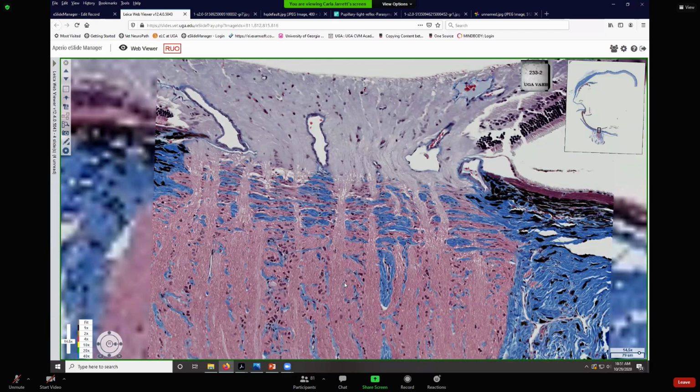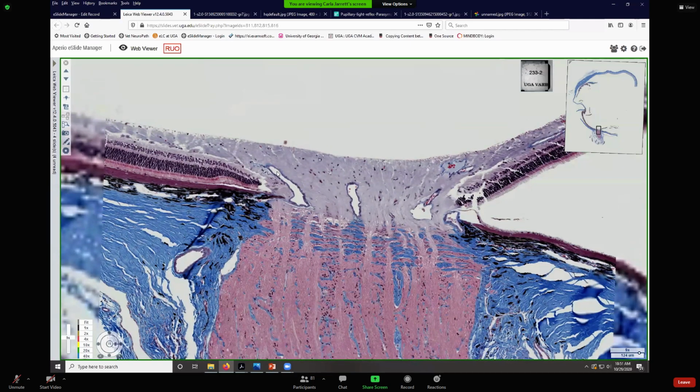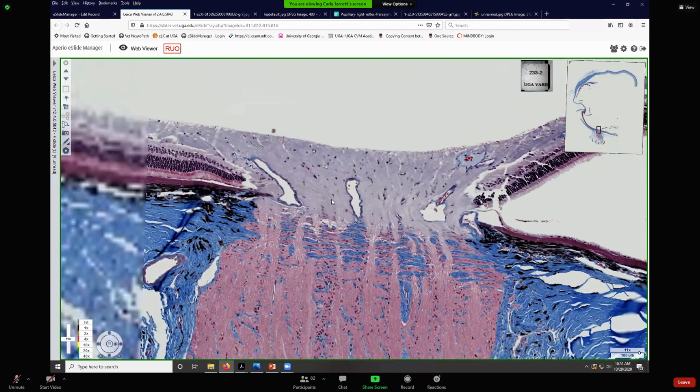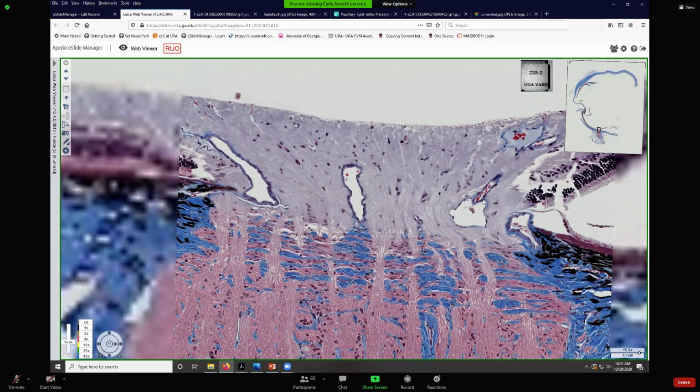Unmyelinated portion, myelinated portion. Now, where we have all these axons exiting, penetrating, obliterating the retina right here and exiting through the sclera, that's called the optic disc. And this is our blind spot. You can now see why it's blind, because we don't have retina right here.